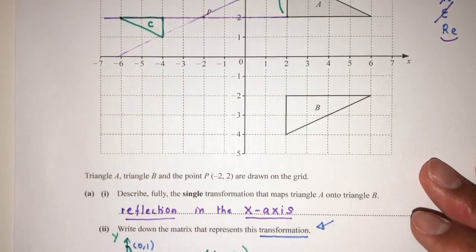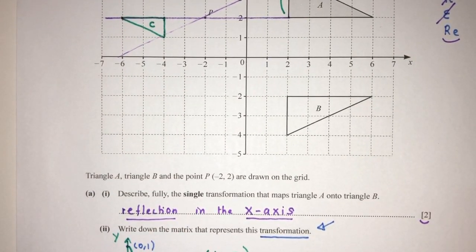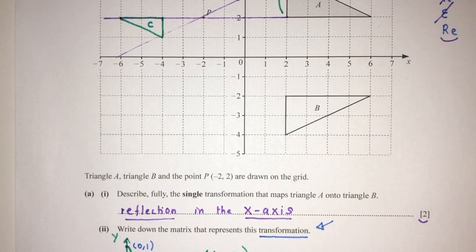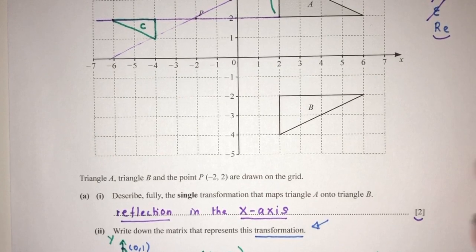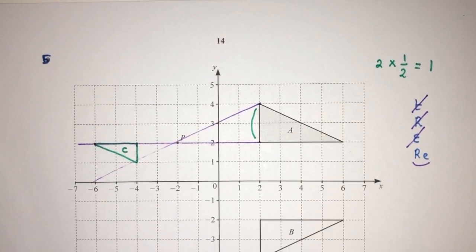So yep, you can see we have two methods of solving the same question, but you should be getting the same answer, which is your triangle C label on that graph. And that is your question number 5 of this series.